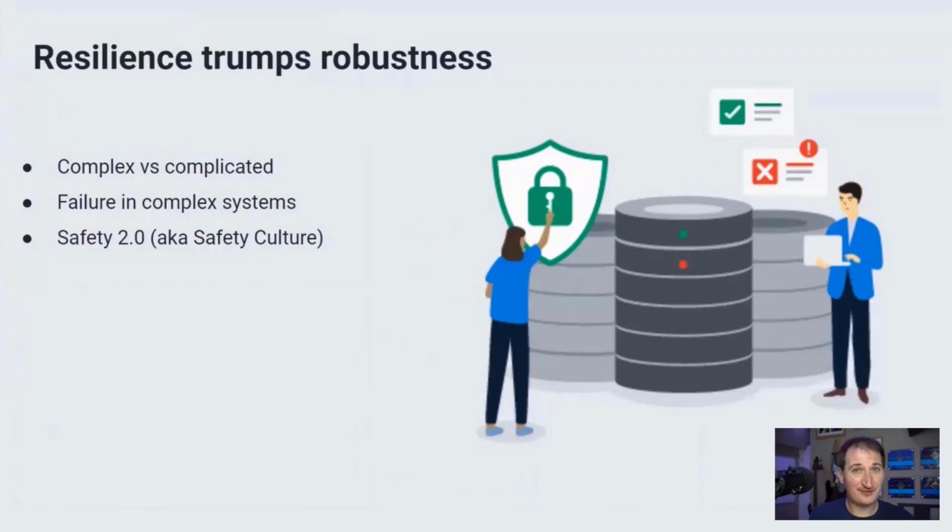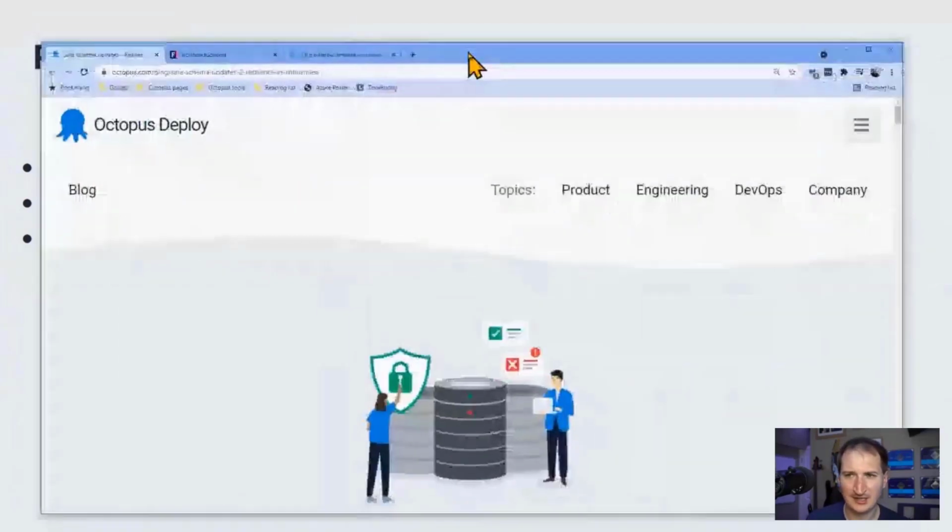So this safety 2.0 safety culture movement, which was massively picked up by healthcare, by aerospace, by various other industries, was embraced by the DevOps community as well, just like it had previously adopted lean manufacturing. And it spurred on the resilience engineering movement, if you like, within DevOps.